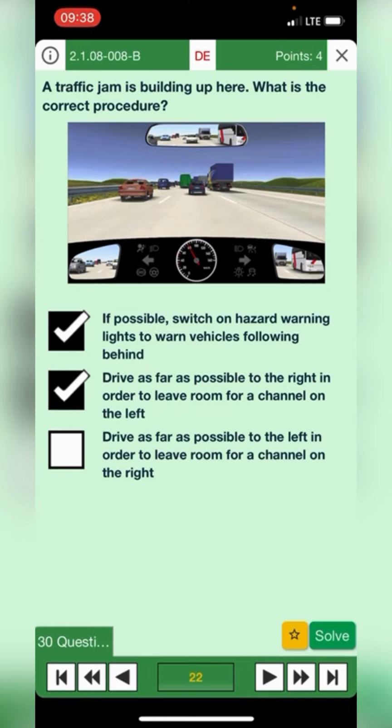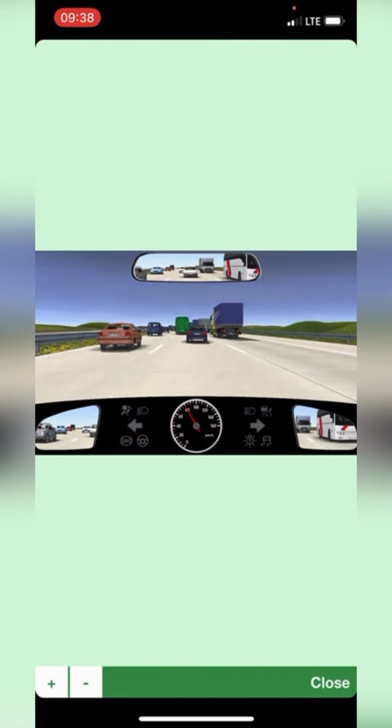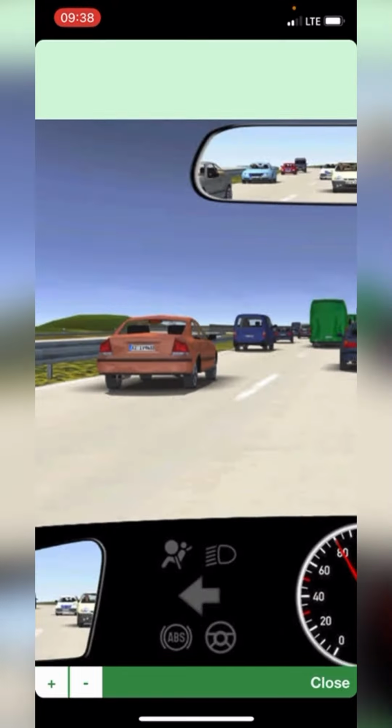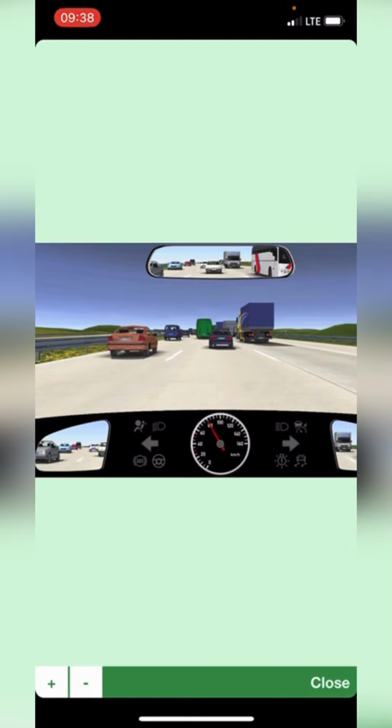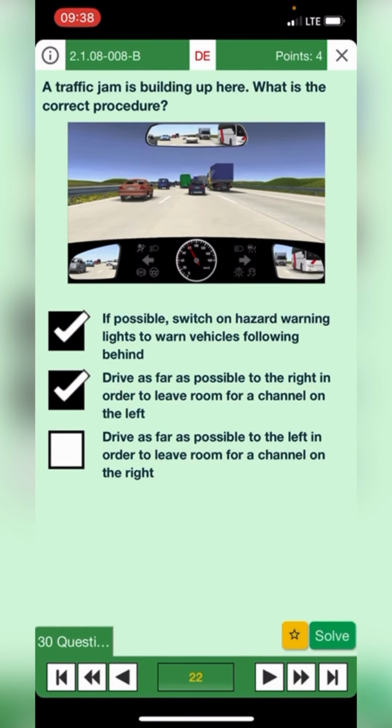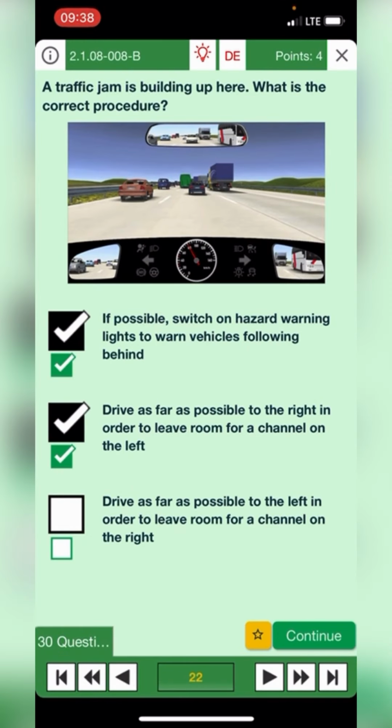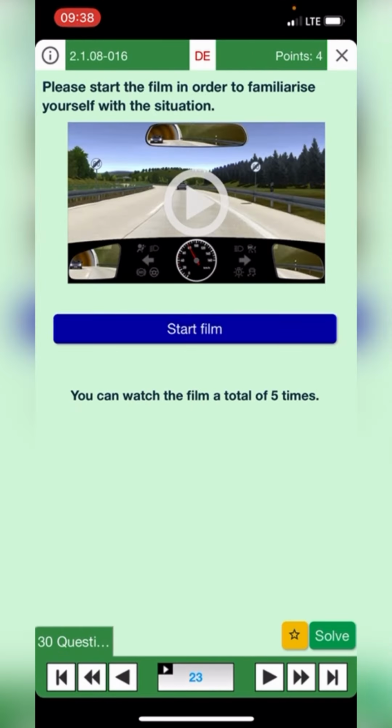This is correct. Because, as you could see, you are in the middle lane, and hence in this case you should move to the right. If you were on the left lane, you should move to the leftmost possible space. That's the correct answer. Let's move on.